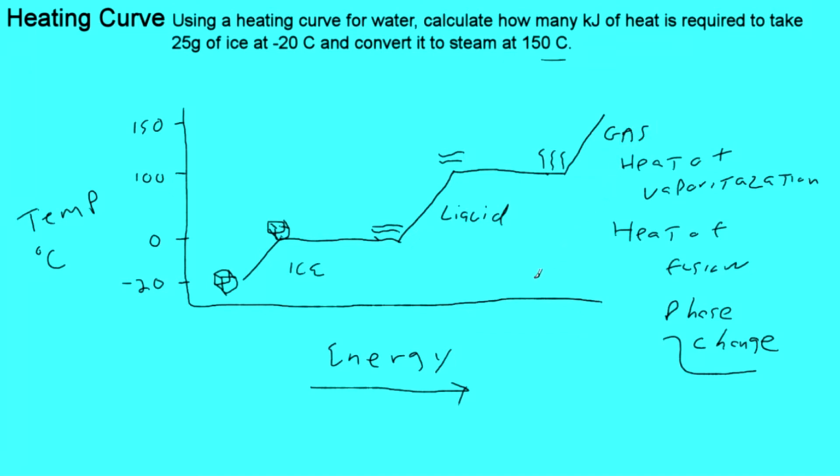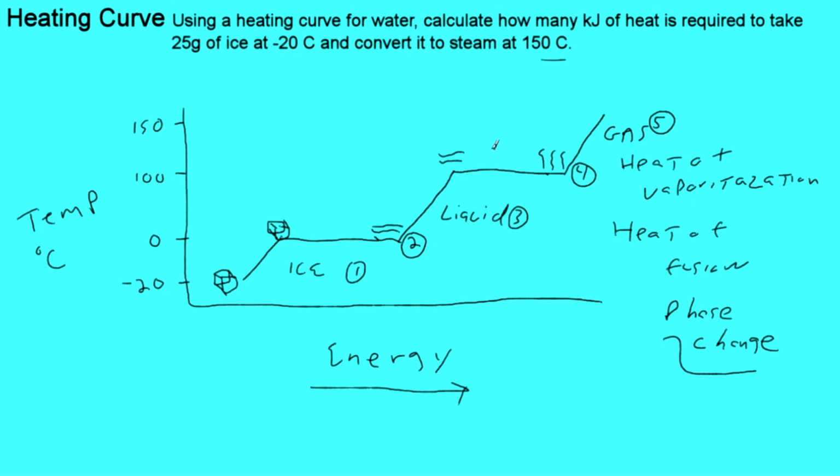All right, so we have 5 distinct things going on here. We have ice, we have the heat of fusion, we have our liquid state, we have the heat of vaporization, phase change, and then we have it turning into a gas. So this is the journey of an ice cube from -20 up to 150 degrees. We can calculate how much energy this entire process takes. The trick here is we have to do it in 5 different steps.